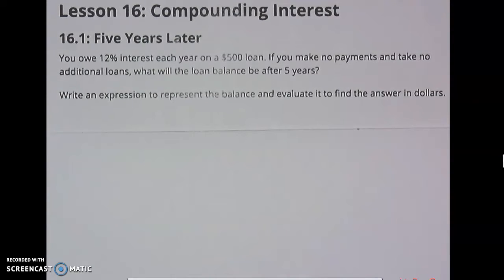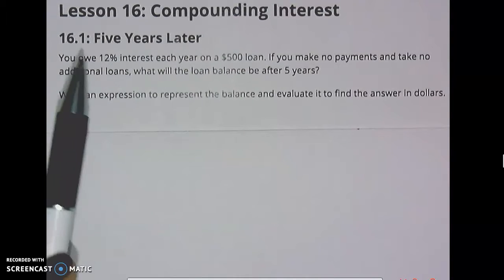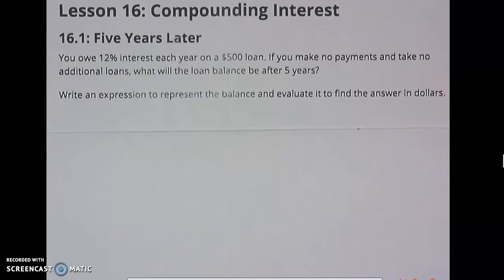So with loans, you take out an amount of money from a bank typically, and once you do that, they're going to allow you to take that money out, but then they're going to charge you a certain amount of interest as kind of payment for taking out that money from them. So this particular loan has a 12% interest each year.